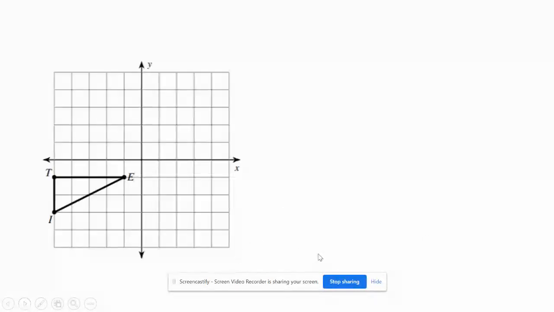Let's say we have this figure. We can call it TEI. Doesn't really matter. Okay. So we have a triangle here and we can identify each of the coordinates. But what happens when I translate these coordinates? Let's say 3 units up, and let's say 2 units right.